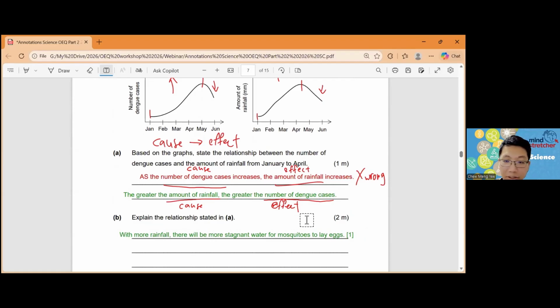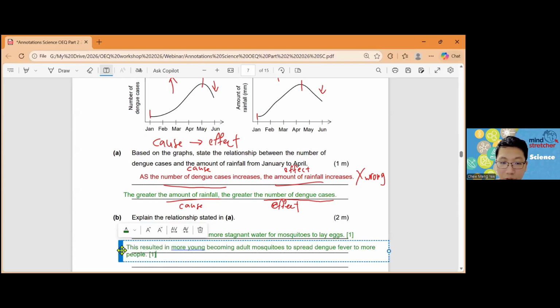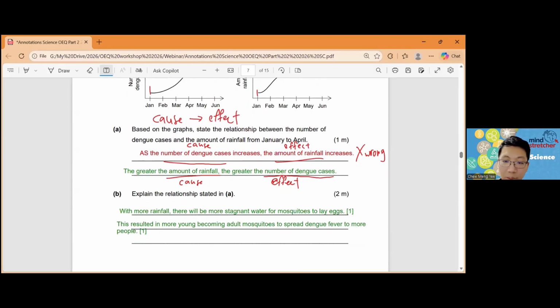And this is only one mark. This is only the first mark. How does that lead to the number of dengue cases increasing? So after you tell me they reproduce more, they lay more eggs, or whichever, they breed more, then the second part is telling me that all these eggs and young eventually become adult mosquitoes that will spread the dengue fever. So that is the second mark.